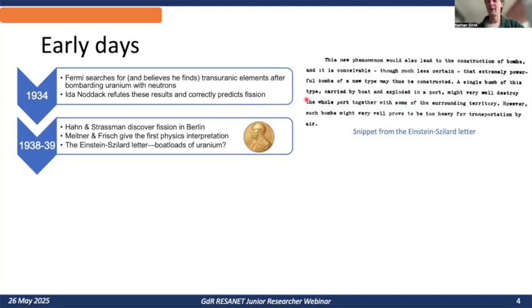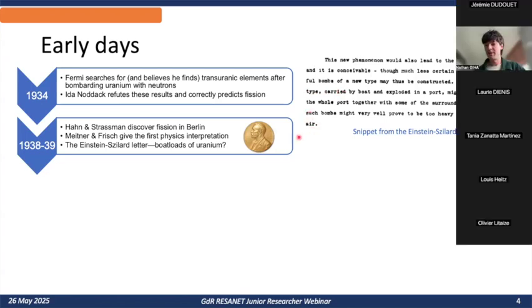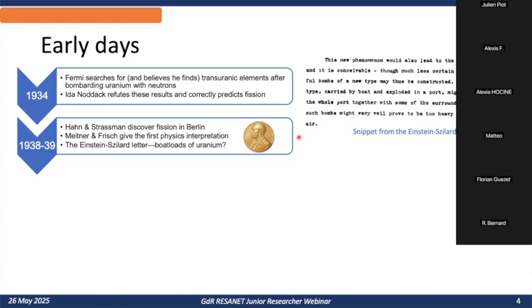In late 1938 and early 1939, and in quick succession, Hahn and Strassmann discovered fission in Berlin, and then Lise Meitner and her nephew Frisch gave the first physics interpretation. Actually, later in 1939, there was this Einstein-Szilard letter, where Einstein signed a letter addressed to the current president of the United States, Franklin Roosevelt, where they said it was possible that a weapon could be made with this new fission technology, where it might come in on a boat and explode a port, but probably too heavy for transporting by air. We see later that they were a bit off the mark in that one.